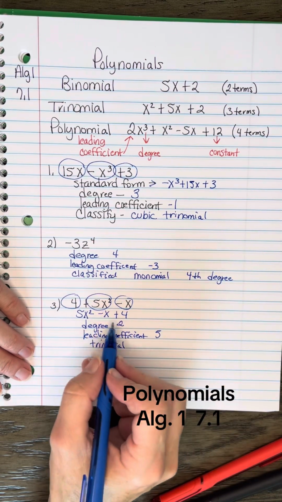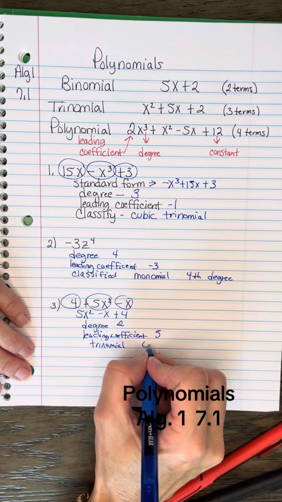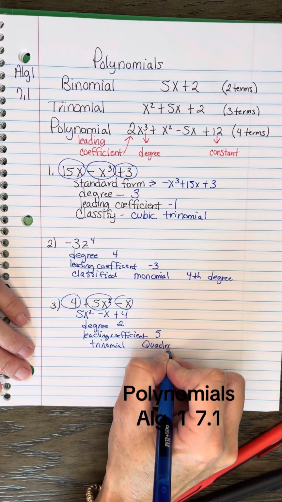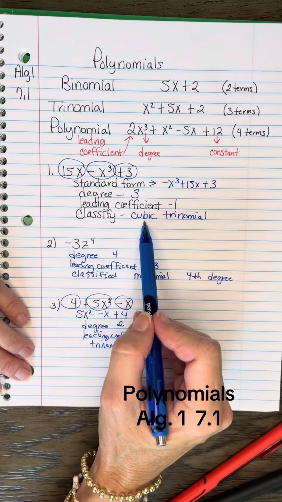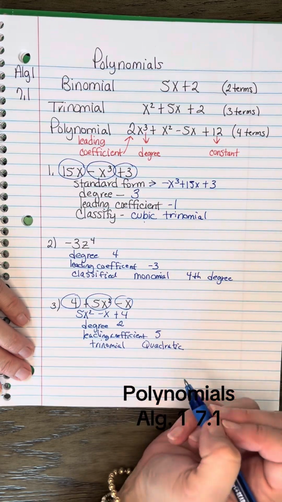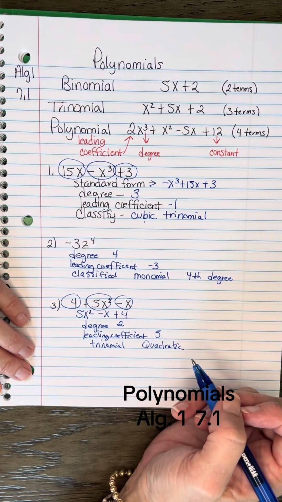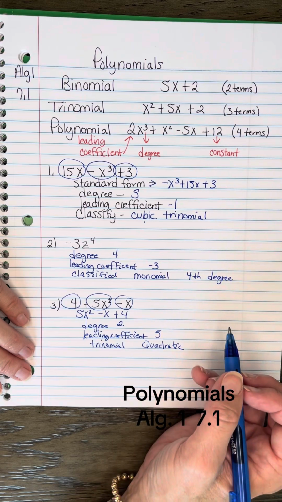And if the degree is 2, we call that a quadratic. Okay, if you have a 3, it's called cubic. If you have a 2, it's called quadratic. If there's 4, it's the 4th degree.